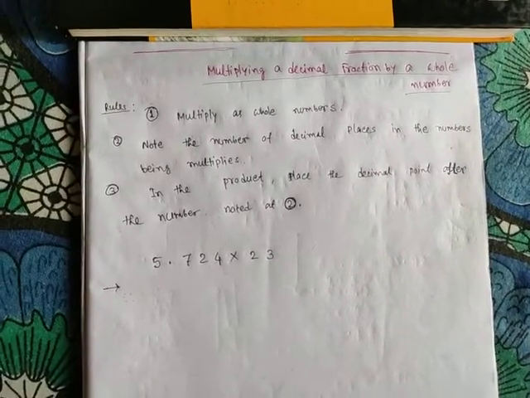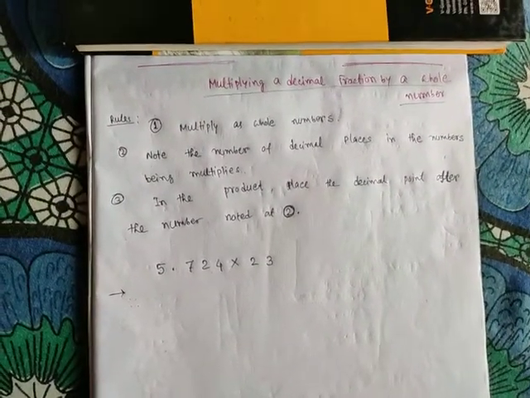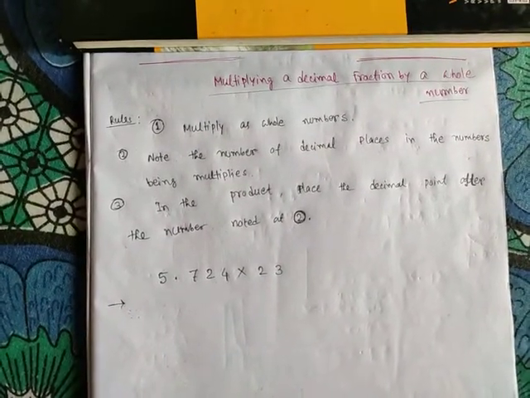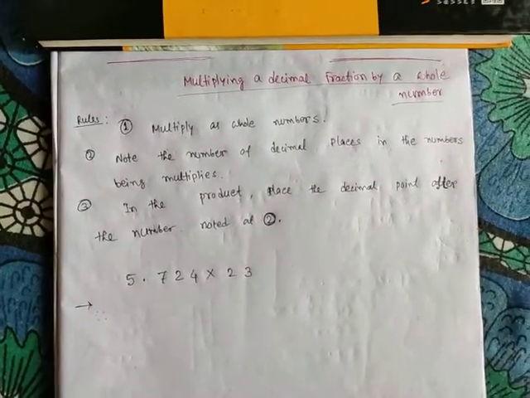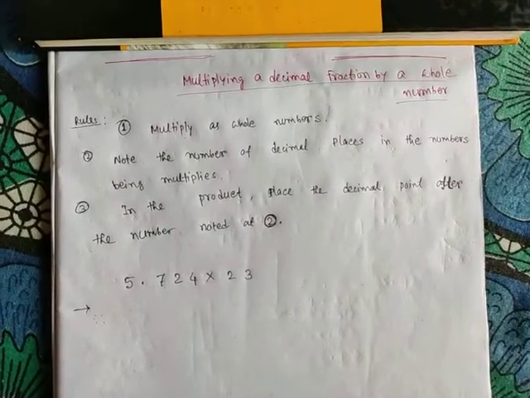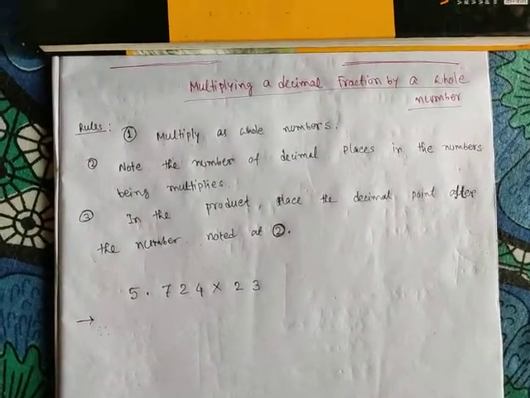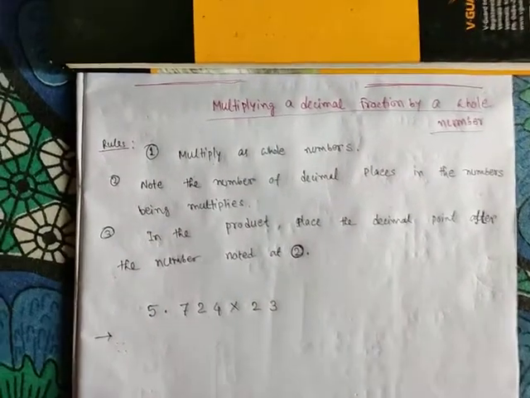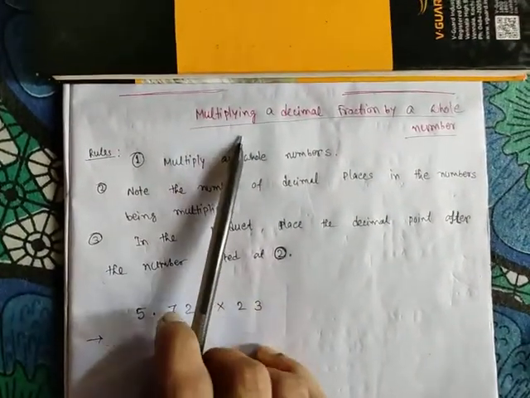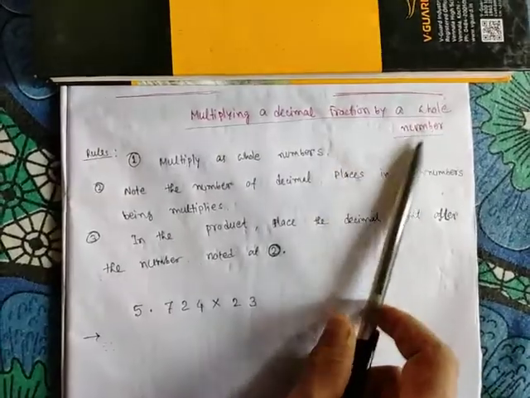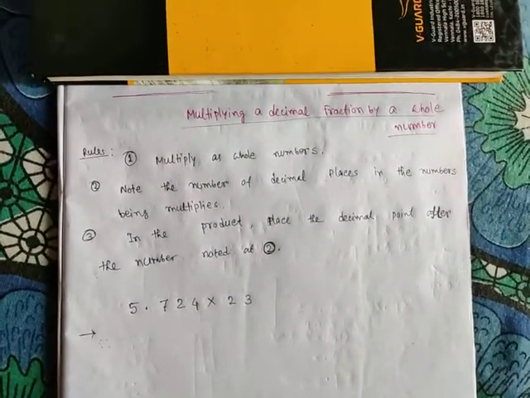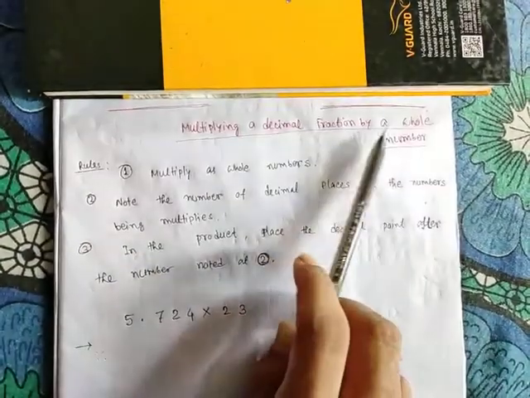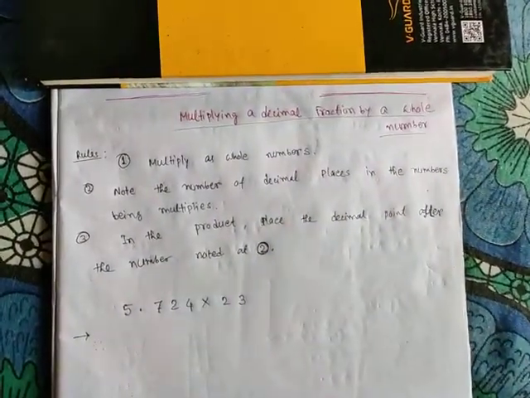So good morning students. In the last exercise we discussed the addition and subtraction among decimal numbers. In this exercise we will discuss the multiplication of a decimal fraction by a whole number.